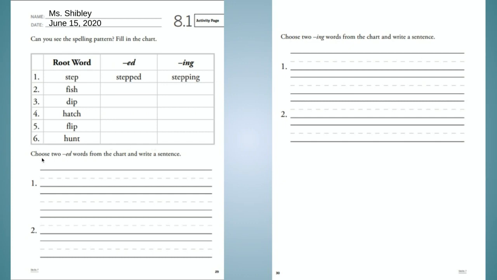Then, down here it says choose 2 ed words from the chart and write a sentence. So that would be the ones from right here. Then the back side says choose 2 ing words from the chart and write a sentence. And you would get those from this section right here. Okay, pause the video so you have time to do that now.